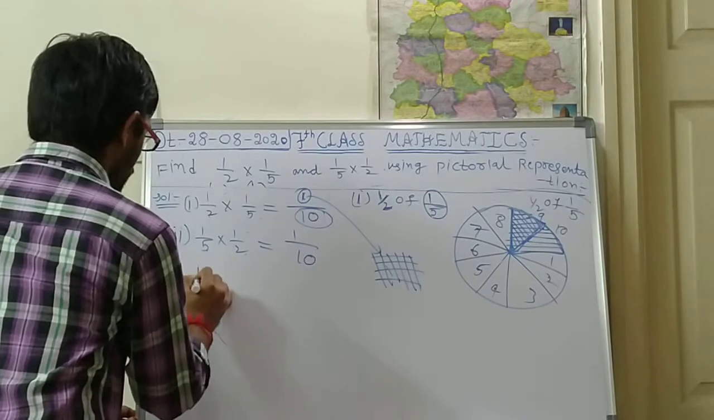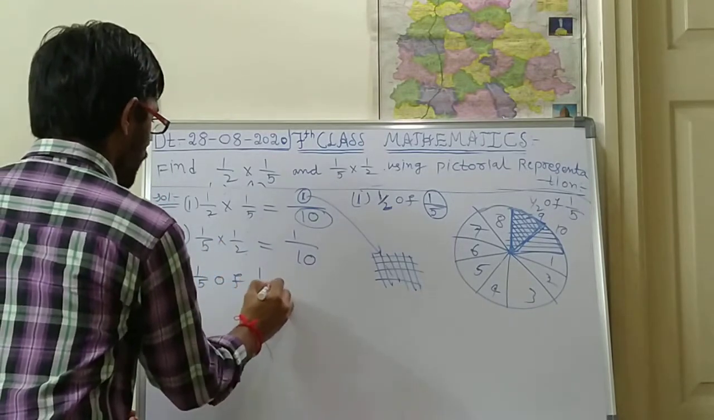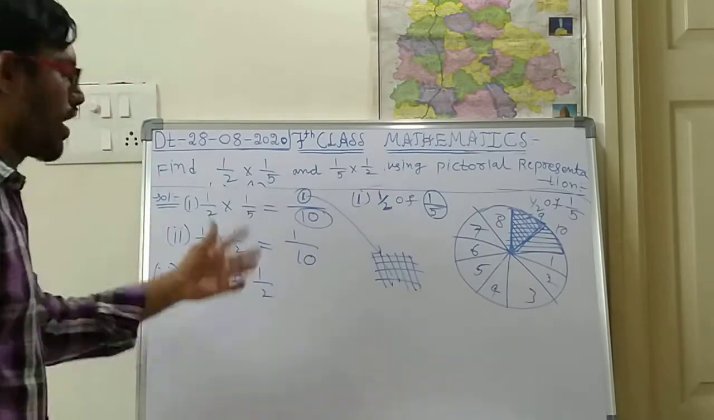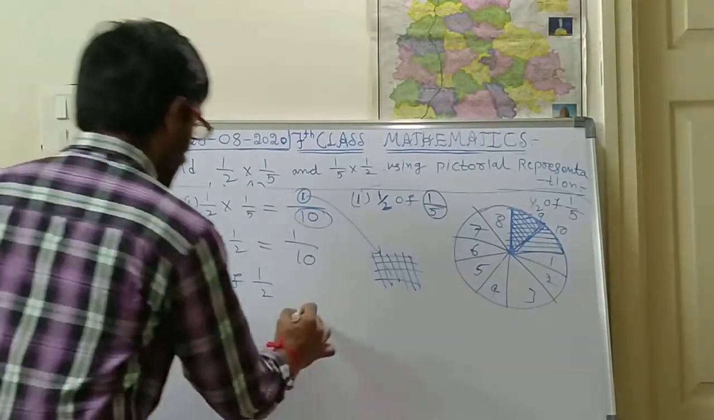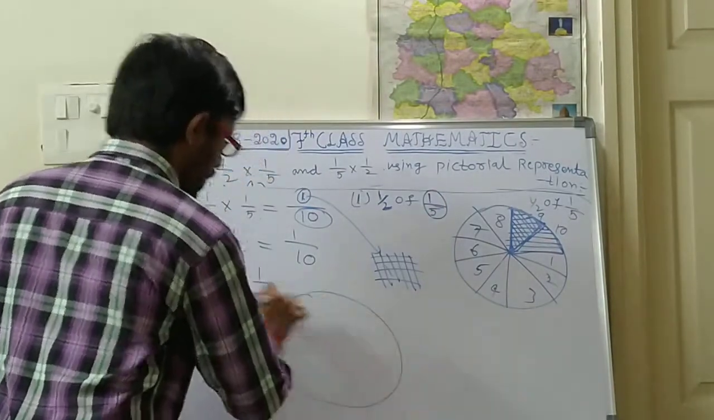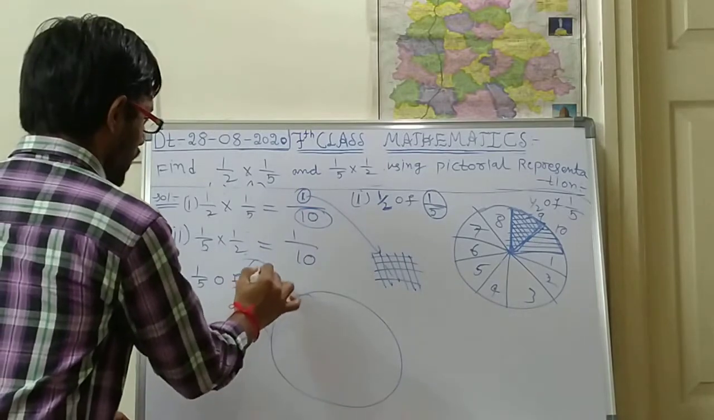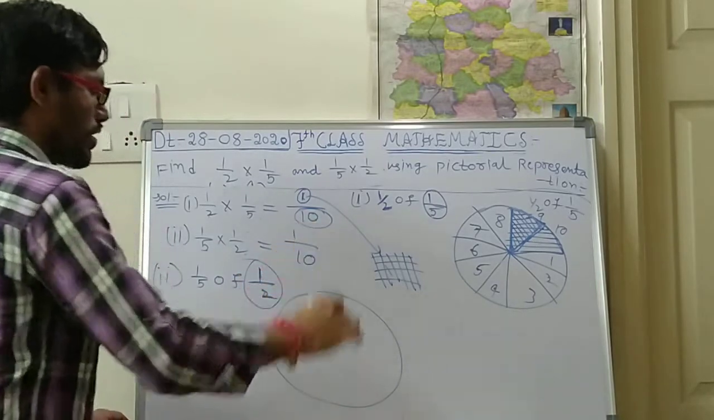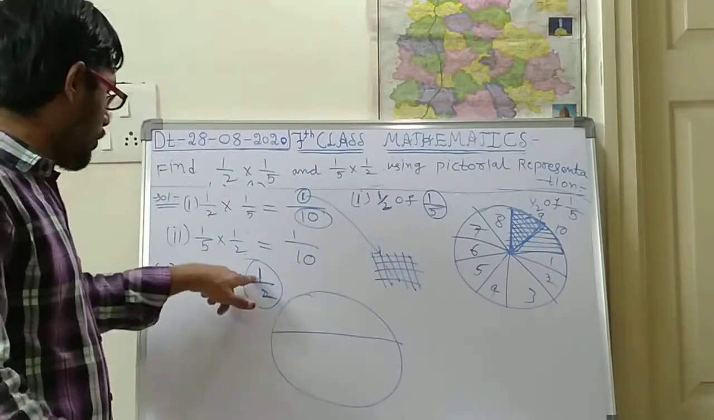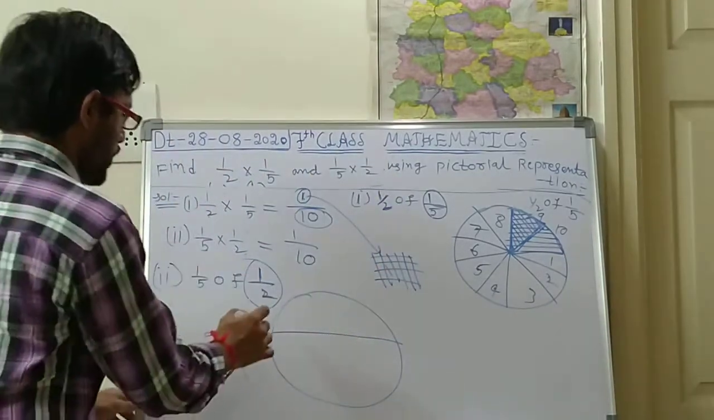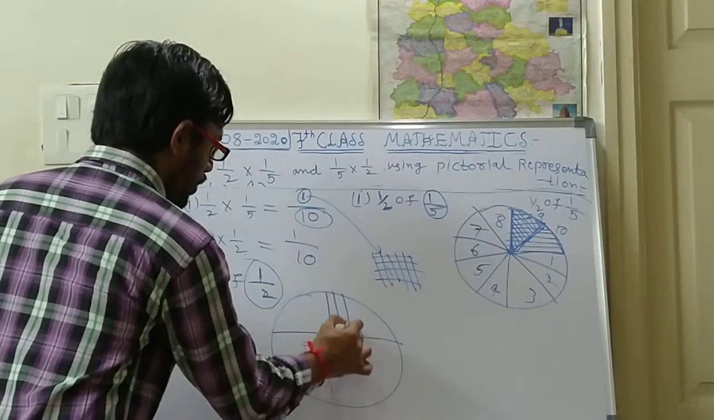Second one. What is the second one? 1/5 into 1/2. So can I write 1/5 of 1/2? Now again draw one more circle. First do this one. In a circle, how many parts should you make? 2 parts. 2 parts I have made. How many regions do I have to shade? One region. So the upper part I will be shading.